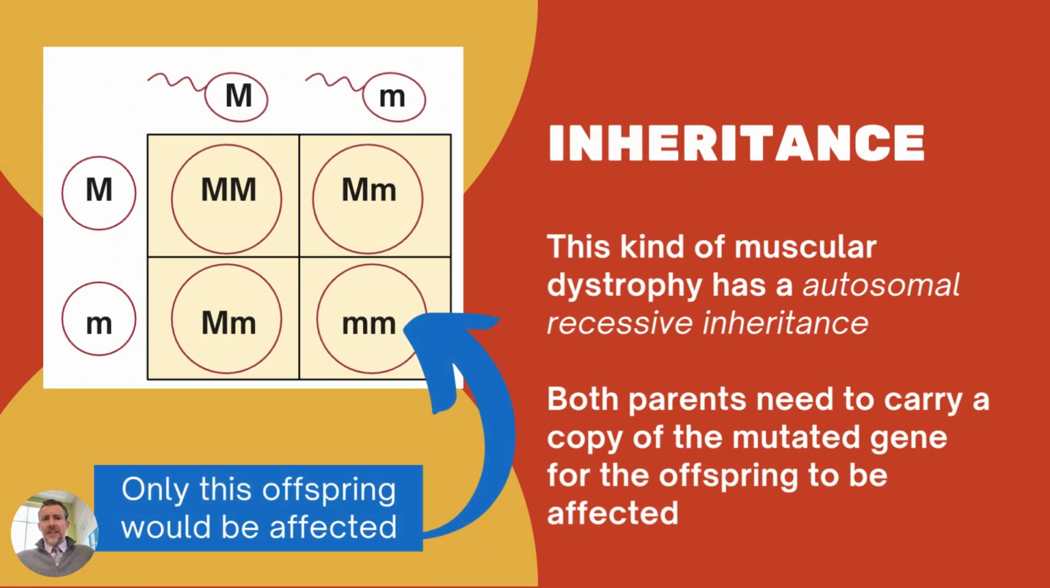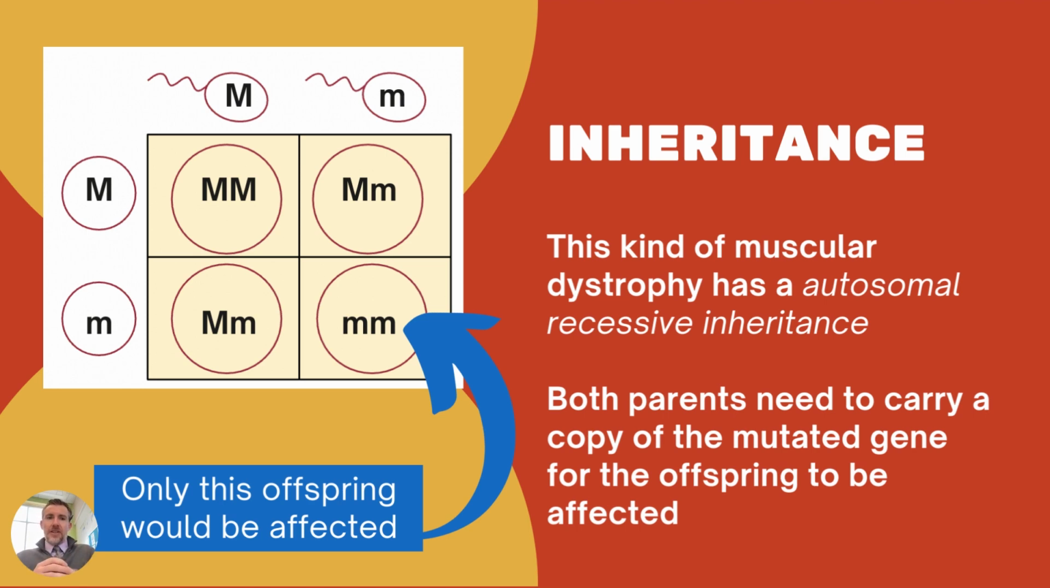All right, next slide's about inheritance, how it's passed down from parents to offspring. It's a recessive genetic disorder, autosomal recessive inheritance. So the way that it would be passed on, both parents need to be a carrier, so they both would need to have the mutated gene, and only an offspring that got that mutated gene from both parents would be affected.